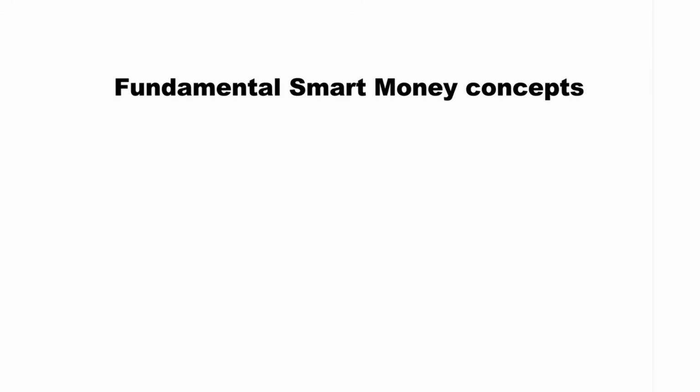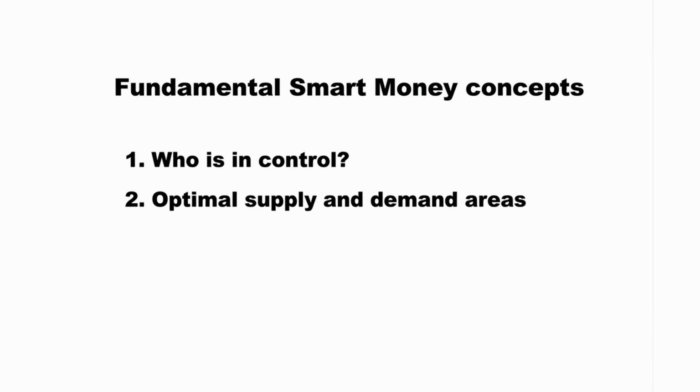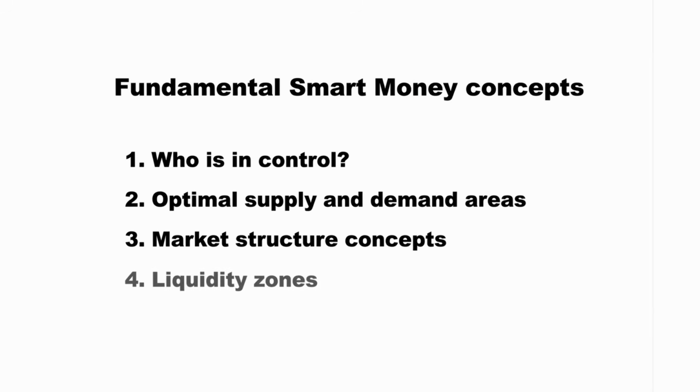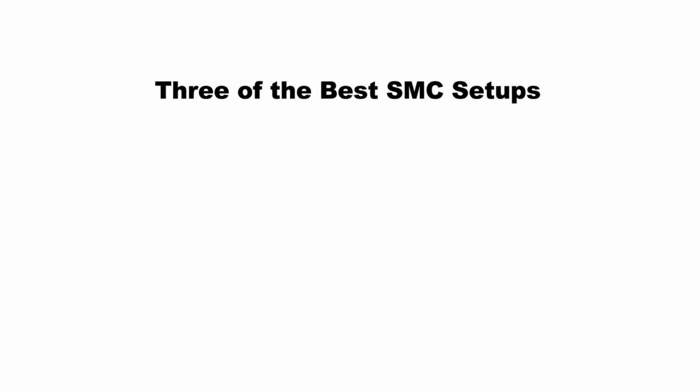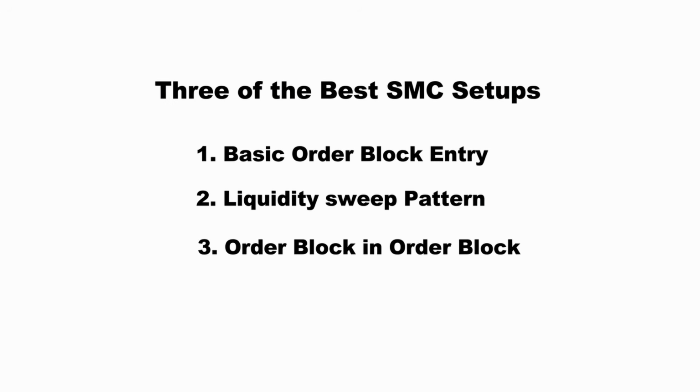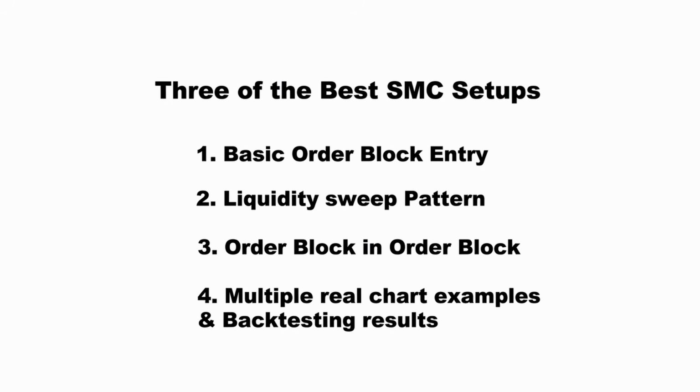In this video, first we will explain the fundamental smart money concepts which are required to apply on the charts before executing any trade. This includes identifying who is in control, determining optimal supply and demand areas for trading, grasping market structure concepts, and recognizing liquidity zones. Then, we will provide a step-by-step explanation of 3 exceptional smart money trading setups along with their corresponding rules. Finally, we will provide multiple real chart examples and backtesting results to demonstrate how to apply these strategies to the market effectively.